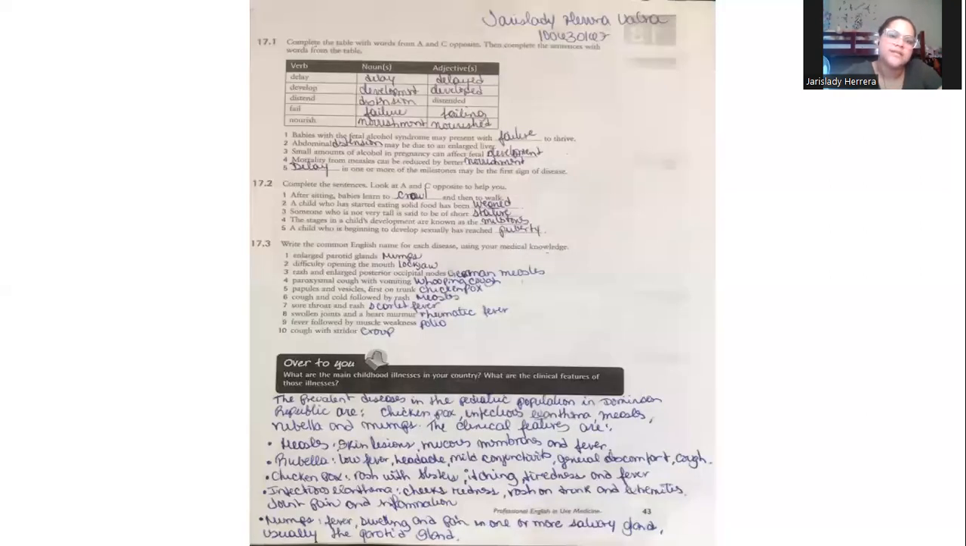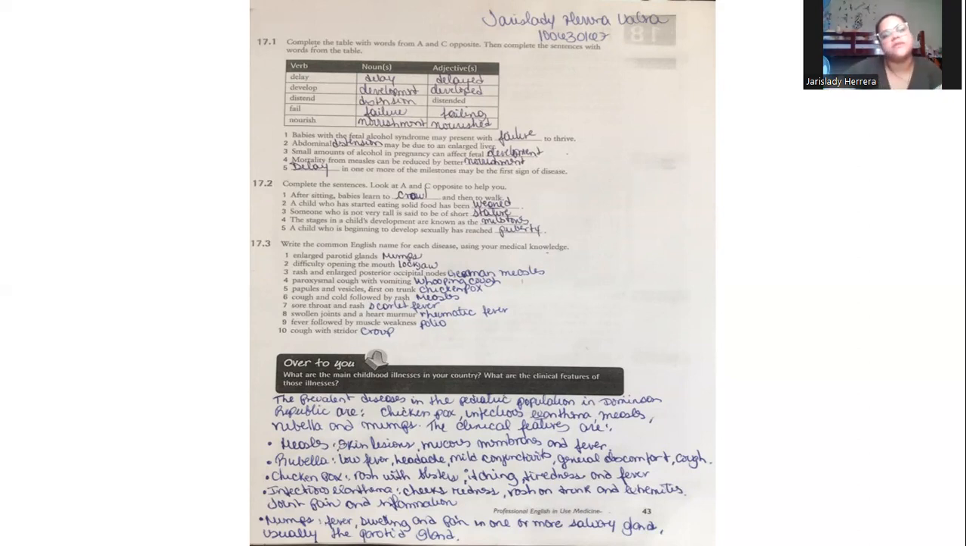Unit 17. 1. Complete the table with words from A and C opposite. Verb, delay; noun, delay; adjective, delayed. Develop, development, developing. Distend, distension, distended. Fail, failure, failing. Nourish, nourishment, nourished.